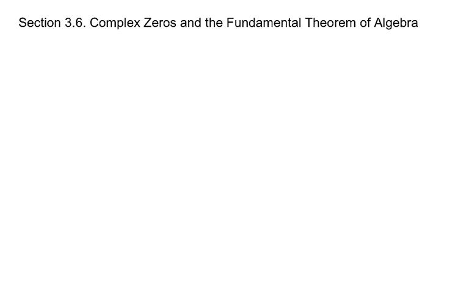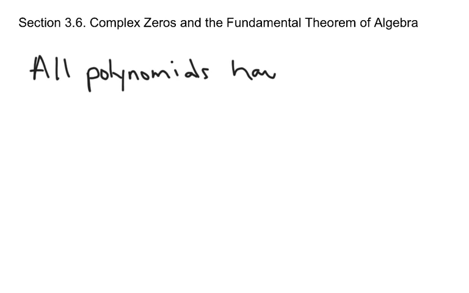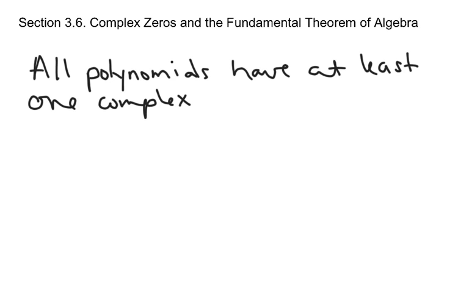The fundamental theorem of algebra says that basically all polynomials have at least one complex zero, or one complex root. Now we say complex only because it means that I can write any zero in the form a plus bi. But just because it's written in complex form does not mean that it is imaginary. Those are two completely different things.